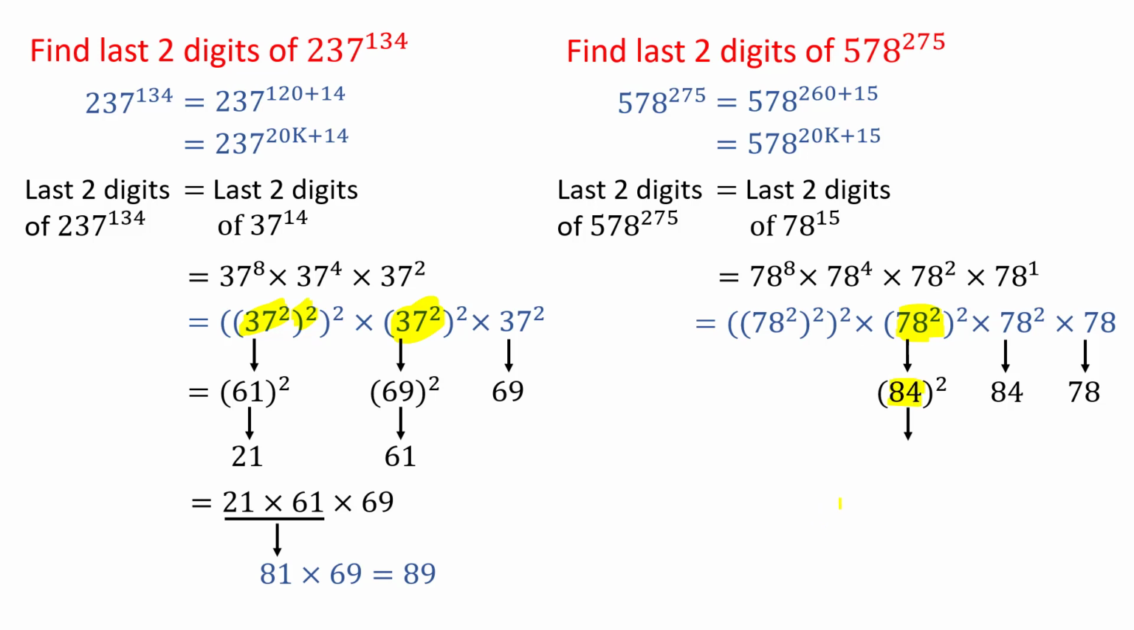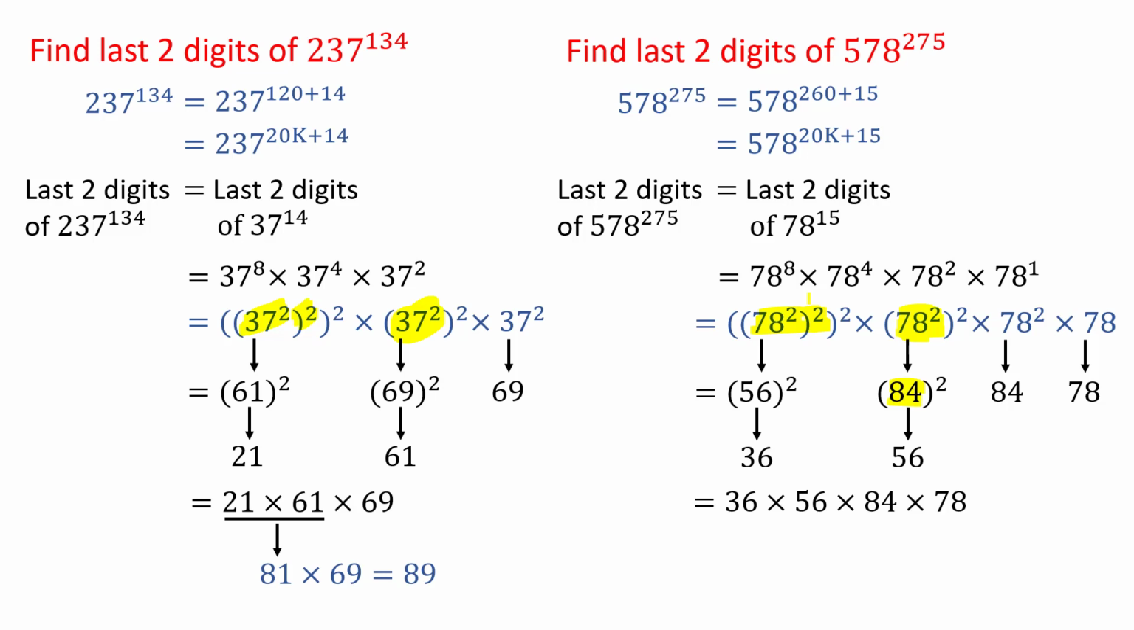Okay, so from this we can say that 78 square, bracket square, ends with 56. So let's replace 78 square, bracket square, with 56. Now this becomes 56 square, and 56 square ends with what? 6 square, that is 36.